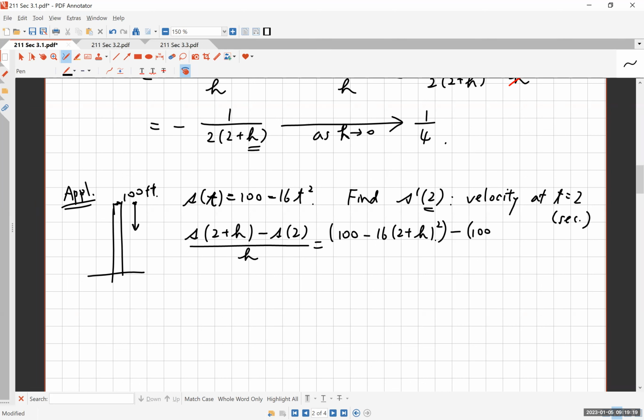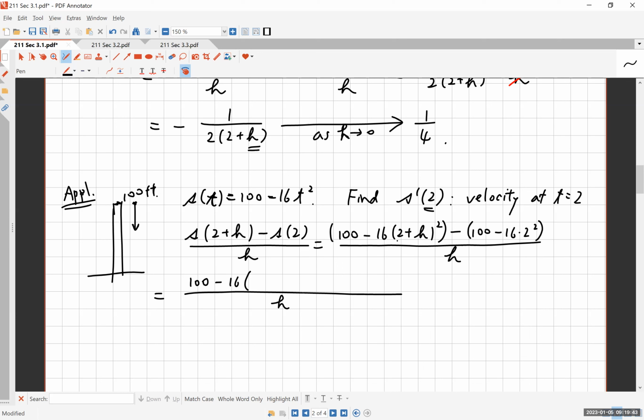Let's go ahead and put everything in the parentheses here. 100 minus 16 times 2 squared, all over h. It's a long fraction, right? But that's okay. This is 100 minus 16, and let's go ahead and multiply this out, square this. It's 4 plus 4h plus h squared. Remember the square of a plus b is a squared plus 2ab plus b squared. So you have this expression minus 100.